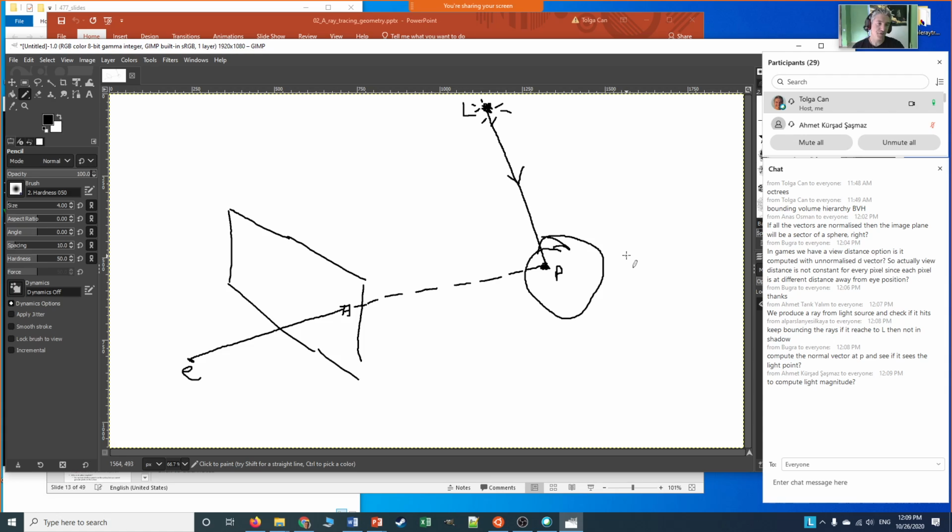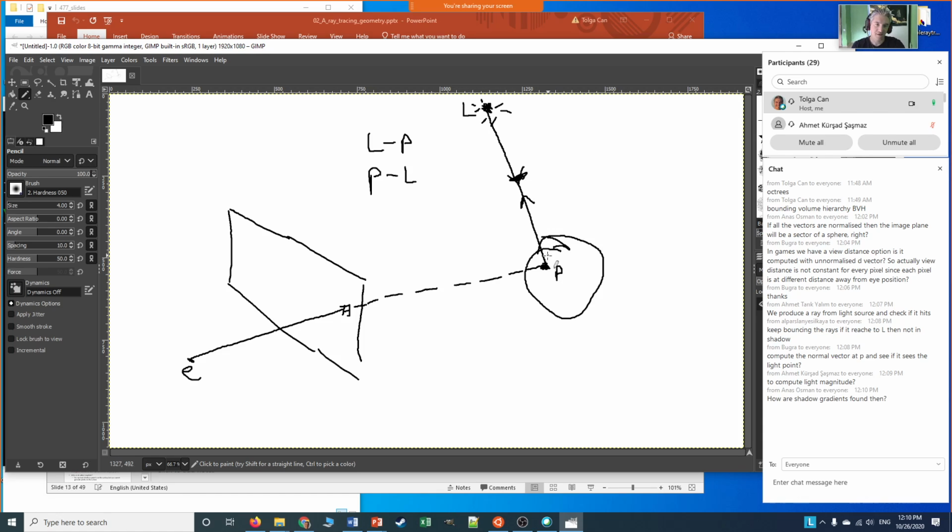In order to figure out whether it's in shadow or not, all I need to do is form this vector L minus P. L minus P is going to be the vector in this direction, not this one. You could have formed P minus L. It doesn't matter. These are two of the same vectors in different directions.